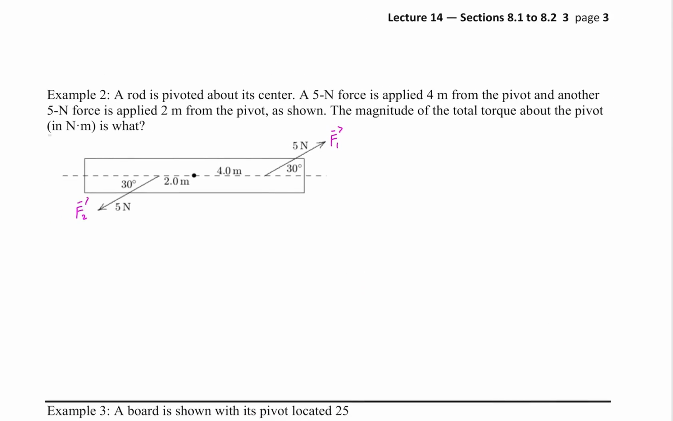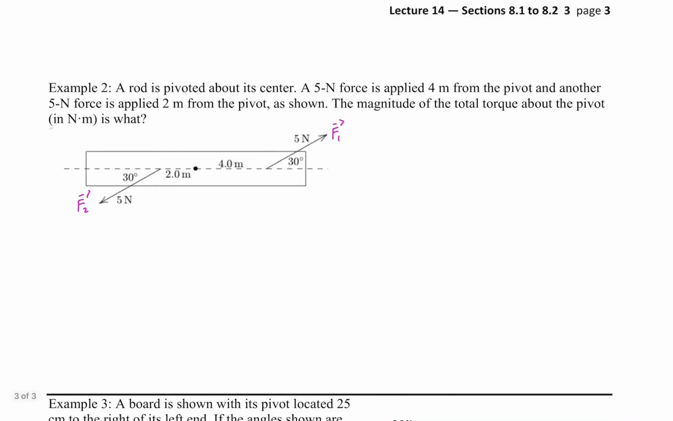So, last example here. A rod is pivoted about its center. It's kind of similar to example 1, but now it's a rod. A 5 newton force is applied 4 meters from the pivot, and another 5 newton force is applied 2 meters from the pivot, as shown. What is the magnitude of the total torque about the pivot? We're just going to find the total torque, the sum of the torques, torque 1 and torque 2.